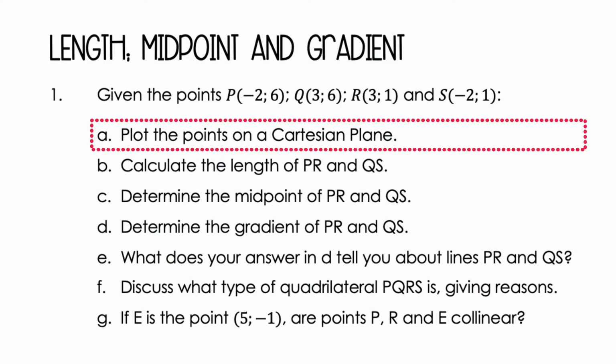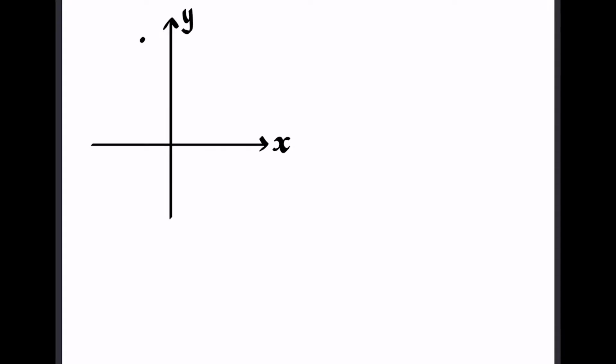The first question gives us the points P, Q, R, and S. It says plot the points on a Cartesian plane. So P being -2 and 6 could be up here somewhere. So I'm going to say that this is -2 and 6. Q is 3 and 6, so they share the same y value, but it's 3. So I'll put it over here. This is point Q, and this is 3 and 6.